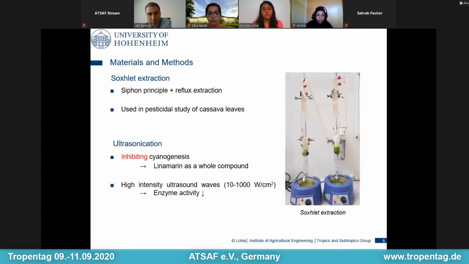So Soxhlet extraction was chosen because it is a combination of the siphon principle and the reflux extraction, and it was used in the pesticidal study of cassava leaves. Ultrasonication was chosen because it was important to inhibit cyanogenesis reaction to obtain linamarin as a whole compound, and studies showed that high intensity ultrasound waves would reduce the enzyme activity, in this case linamarase activity.